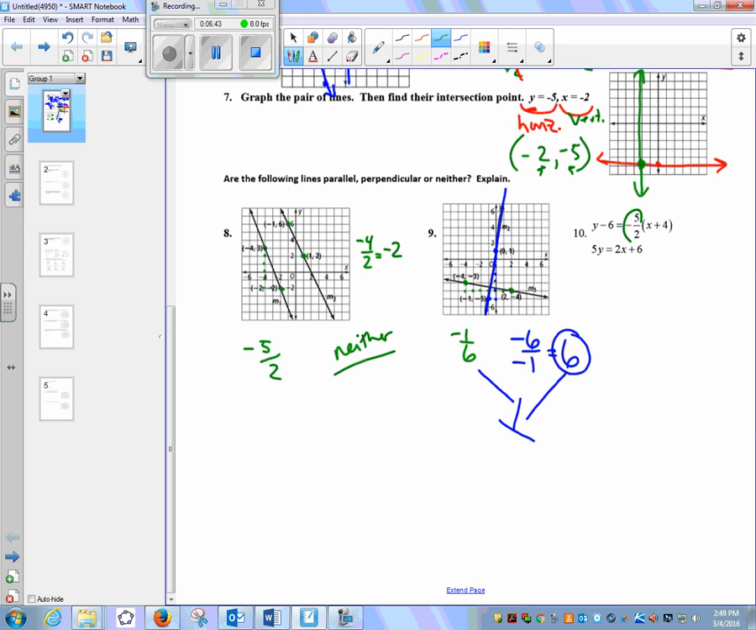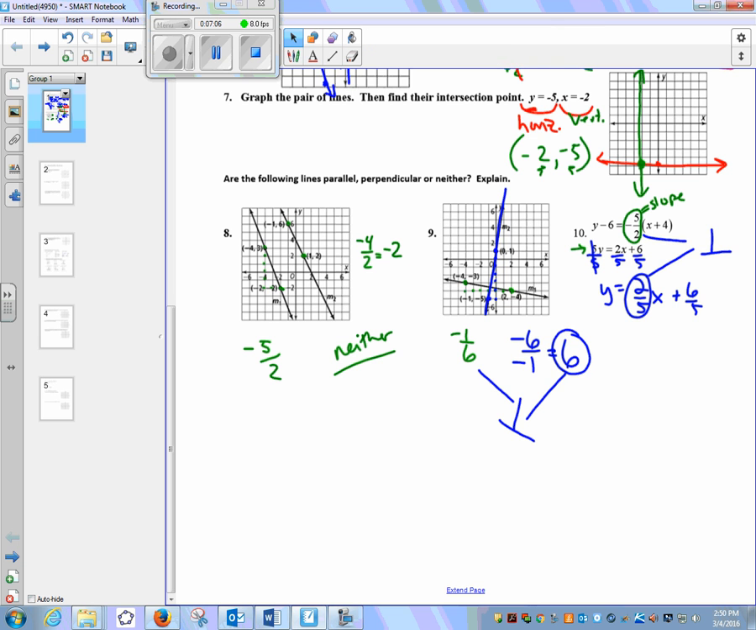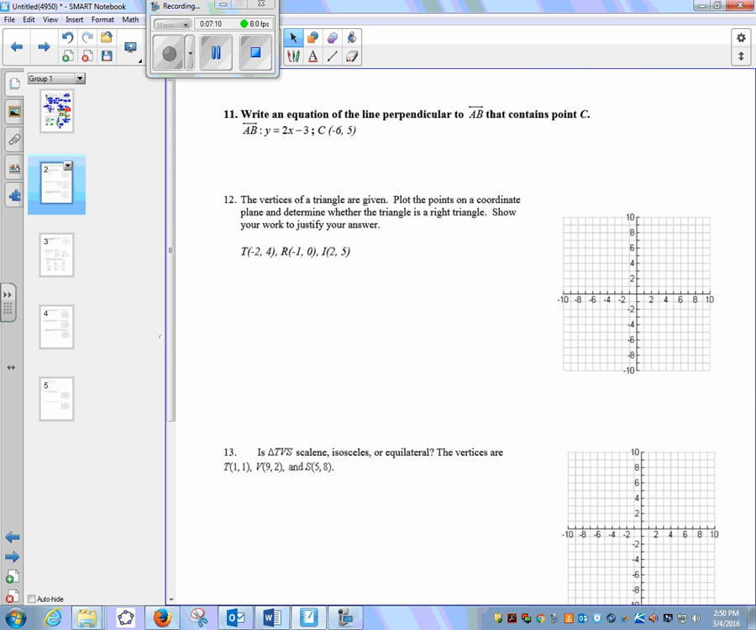This one I can see the slope right away is -5/2. Here I can't tell right away. It's almost in slope-intercept form, but not quite yet. So I have to divide everything by 5. I get y equals 2/5 x plus 6/5. So here I have a slope of 2/5, and here I have a slope of -2/5. So again, -5/2. So opposite reciprocals make perpendicular slopes.